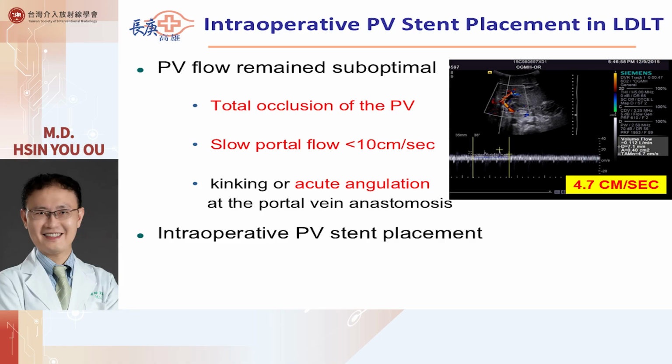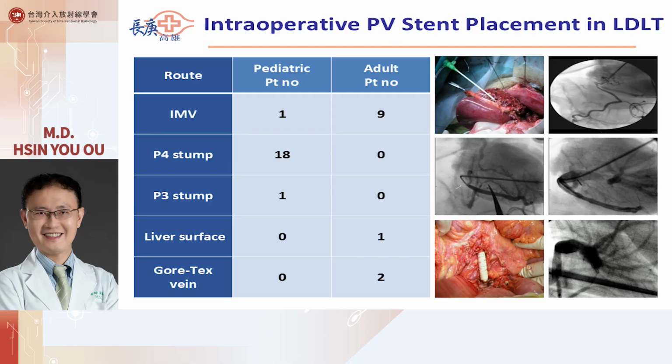In this case, we will do the portal vein stent to correct its angulation. And this is the case where we put in portal vein stenting. You can find that in pediatric patients, the portal vein pivot stump approach is the major one, but in adults, there may be a variety of approaches.